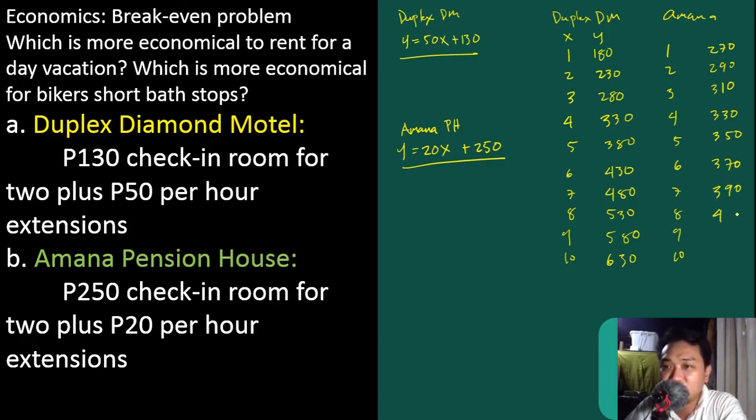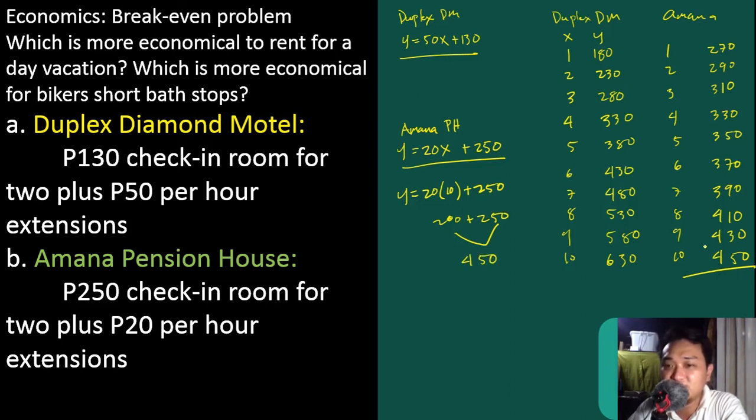Then, 390, 410, 430, and then 450. Now, check natin yung last kung tama. So, y is equivalent to 20 times 10 plus 250. So, we have 20 times 10, that is 200 plus 250. 200 plus 250, that is 450. Okay, so correct.